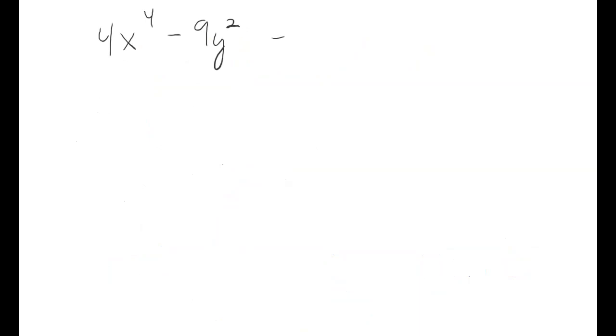The first thing we always have to ask ourselves is, is there a greatest common factor here? If we look at this, we see we have an x and a y. They're not the same variable or the same letter, therefore they have nothing in common. So then I look at my coefficients, my numbers. I have a 4 and I have a 9. Well, a 4 is an even number, a 9 is an odd. They don't have anything in common. So therefore, this problem does not have a greatest common factor.